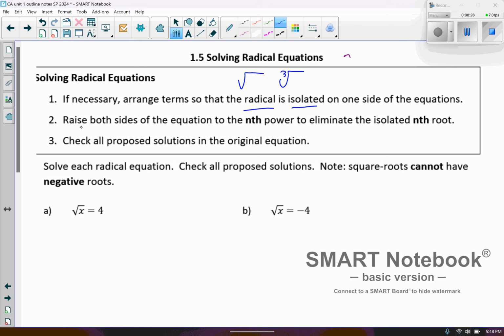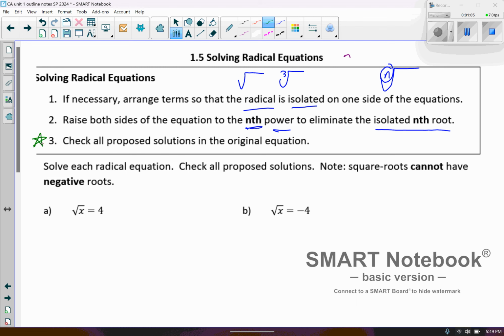Step two would be to raise both sides of the equation to the nth power to eliminate the isolated nth root. They're referring to the value of the radical right here. This is known as the index. Whatever that is, if we're talking about a square root or cube root or fourth root and so on, that's what we'll raise both sides to. Then we'll go ahead and solve and then check proposed solutions in the original equation. That is actually very important. We do need to check these because sometimes we will get extraneous solutions that do not work.